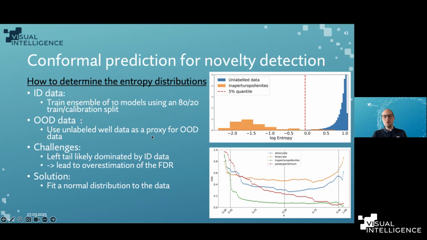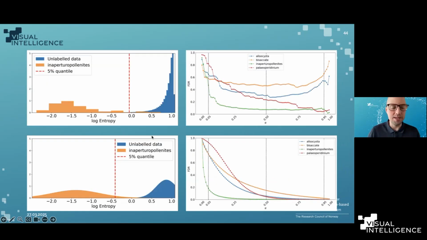So to overcome these left tail issues, we fit a normal distribution to the data, where we get curves that are much more realistic.